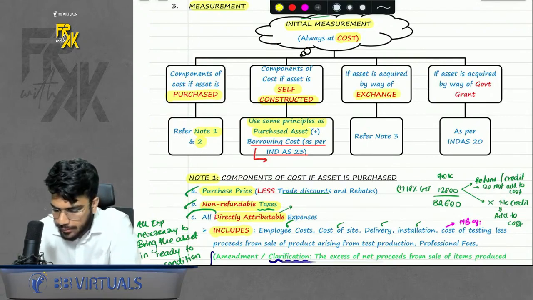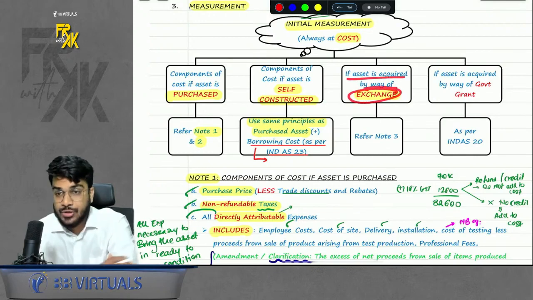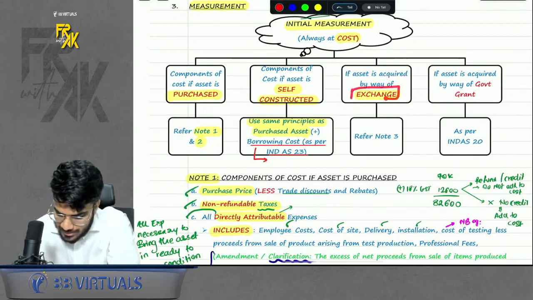So what about the third point? The third point talks about what if the asset is acquired by way of exchange. What is the meaning of this point? What is the meaning of exchange?